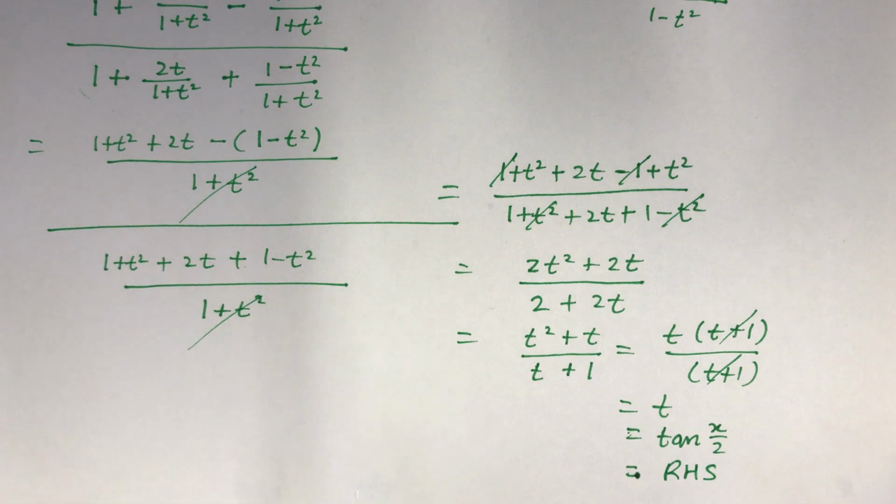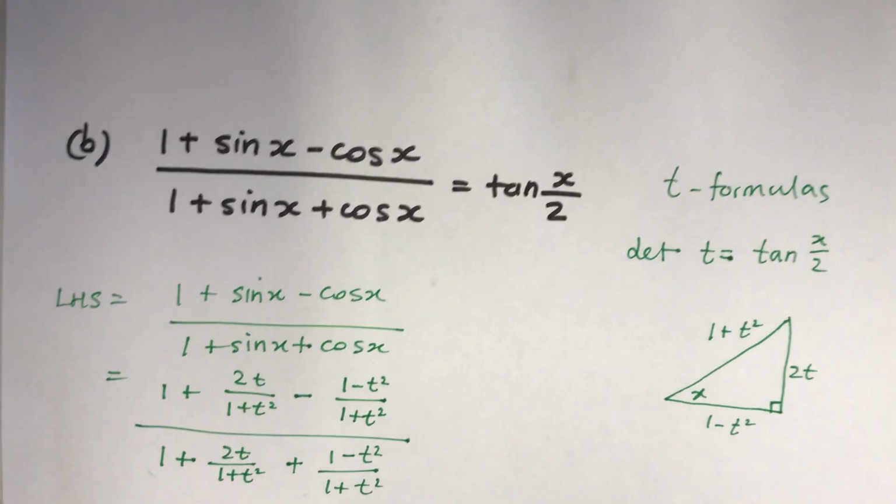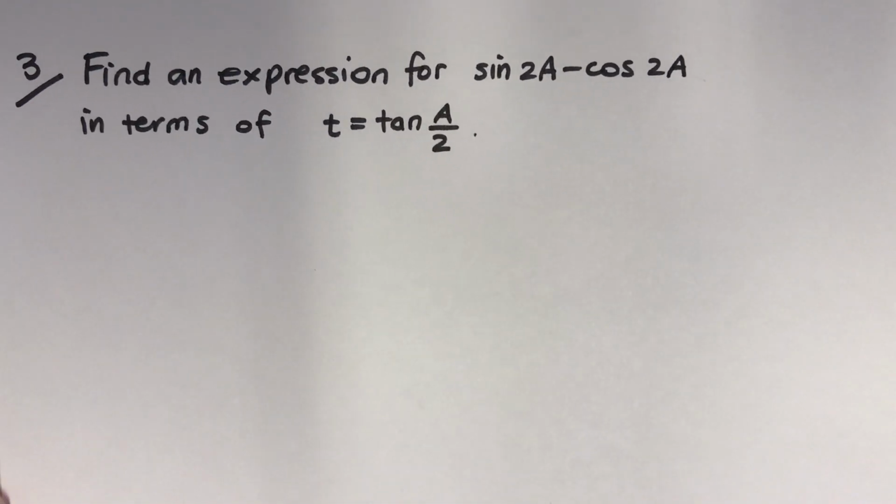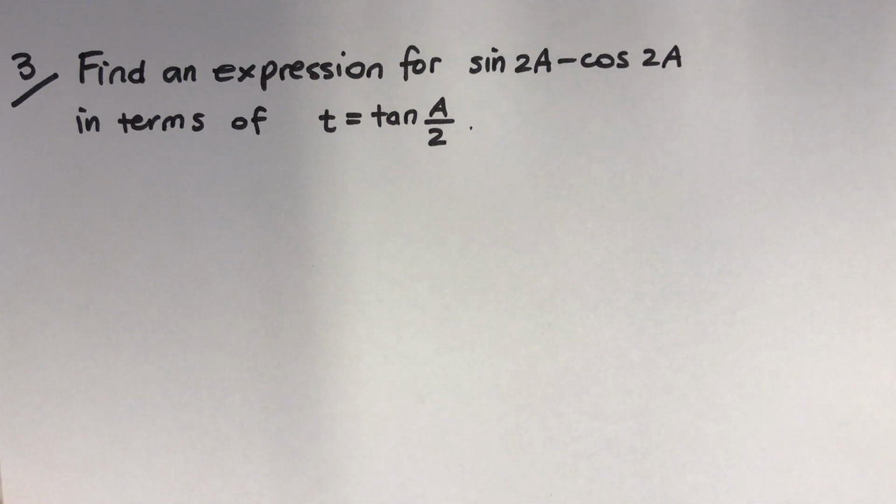So we prove that as required. Okay, and next one, question 3. Let's have a look. Question 3: find an expression for sin 2A minus cos 2A in terms of t, where t is tan A over 2.